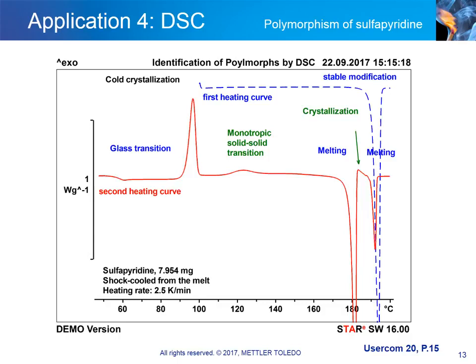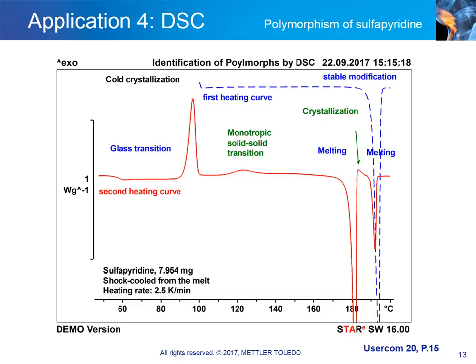The glass transition is followed by an exothermic cold crystallization. The crystals formed are partially metastable. The metastable crystals transform to a more stable modification through an exothermic monotropic solid-solid transition at around 120 degrees Celsius. This modification then melts at 179 degrees Celsius. Part of the molten crystals then crystallize into the most stable phase, which finally melts at 190 degrees Celsius.